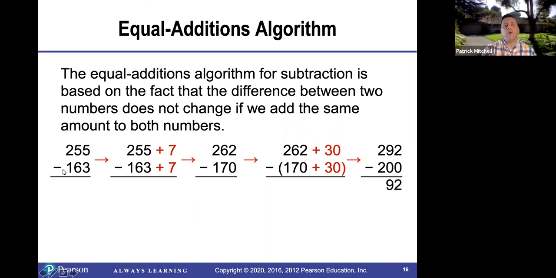So for example, we can make the problem 255 minus 163 easier by adding 7 to both numbers. That will turn this last digit into a 0. And then we can make it even easier by adding 30 to both numbers. That makes the second number 200, and it's very easy to see that 292 minus 200 is 92. So that would also be the answer to our original problem.